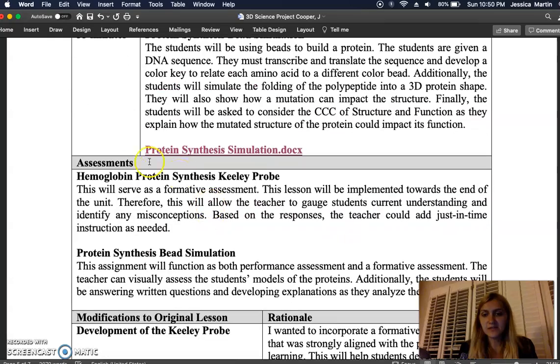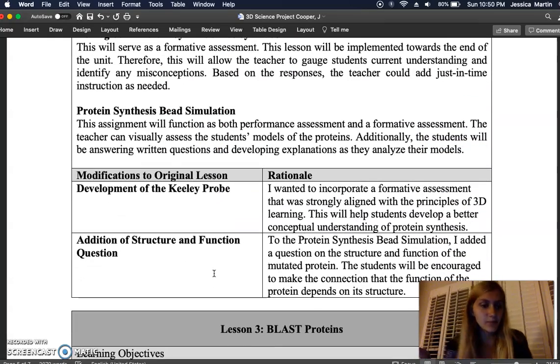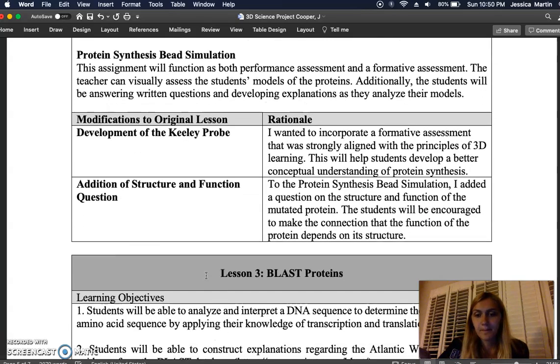All right, assessments, of course, is that probe and the activity. And so how did I make this more three-dimensional friendly? I added that probe as a grade assessment. And then I added a little bit more of a focus on the structure and function, that cross-cutting concept.